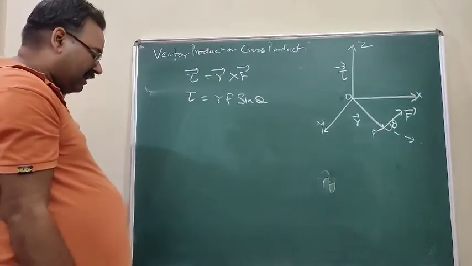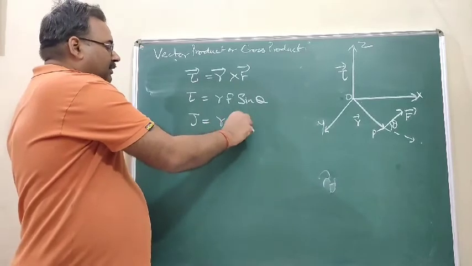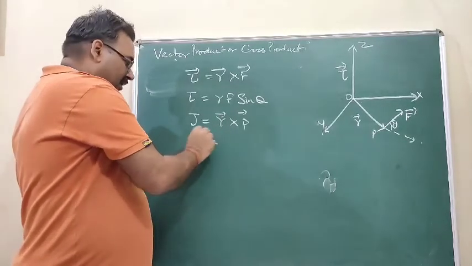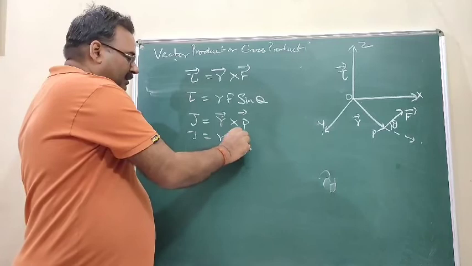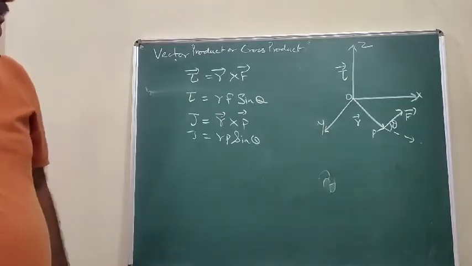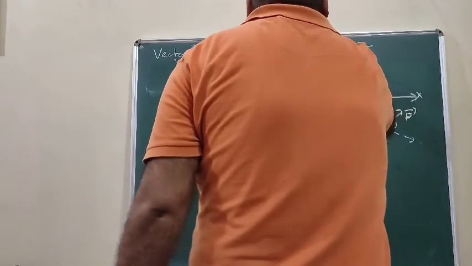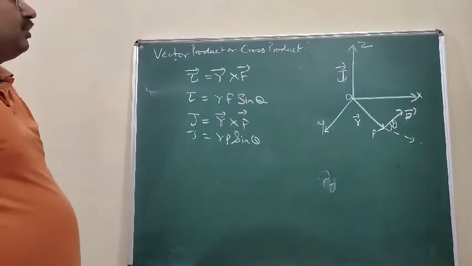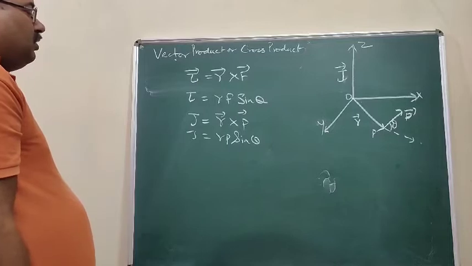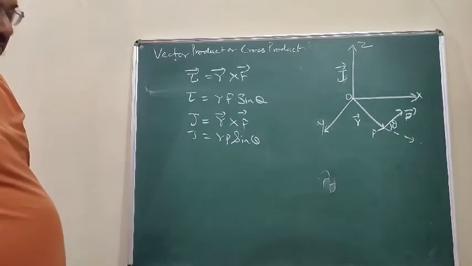Similarly, we have another example, angular momentum. J is equal to r cross p, which is again equal to rp sin theta. J is equal to rp sin theta. Here in place of F what will we do? We'll make it p, and in place of tau we will put J. Now this is the example. r cross p is equal to rp sin theta. That is equal to angular momentum. So J is equal to rp sin theta.